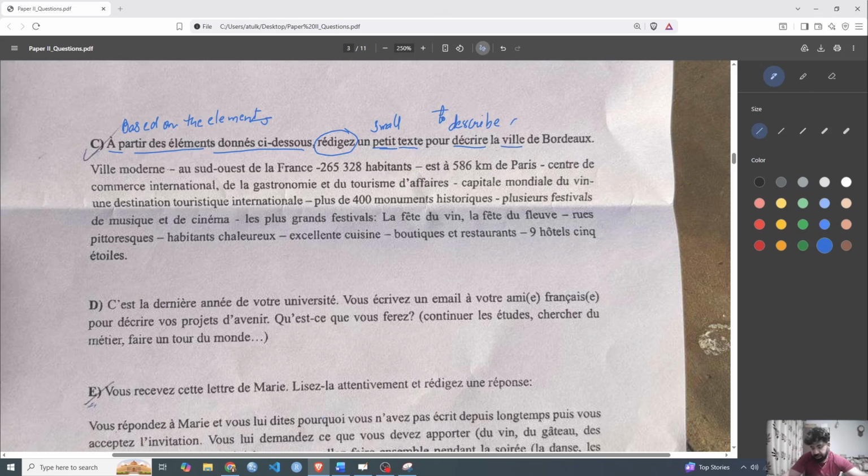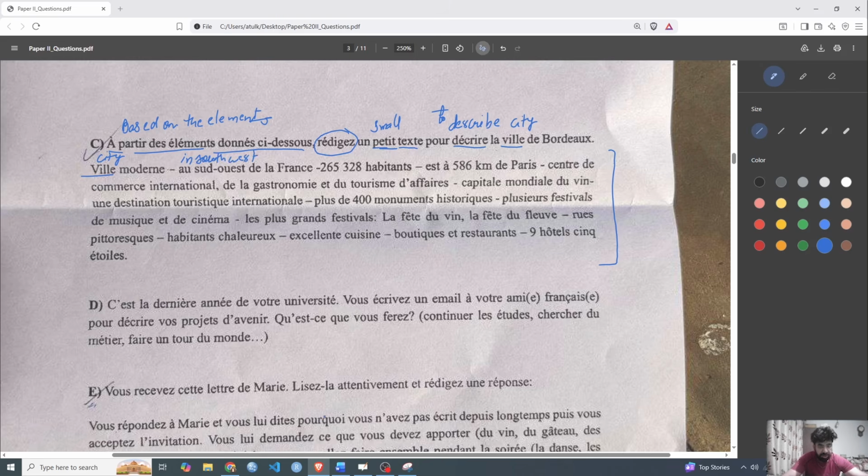La ville. Ville is city, of Bordeaux. So basically, city of Bordeaux we need to describe while writing the text, and we have been given some text here to help us. So let's read what exactly it means. So it says "ville moderne." So basically, it is saying modern city, and then it says "ouest de la France." So basically in southwest.